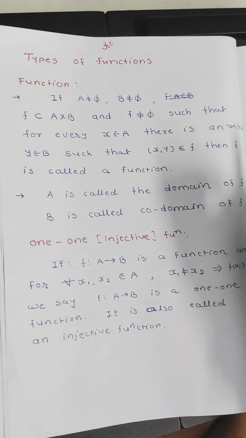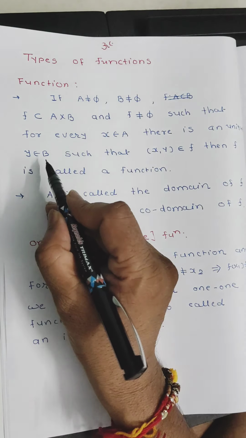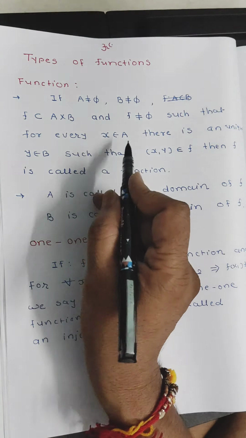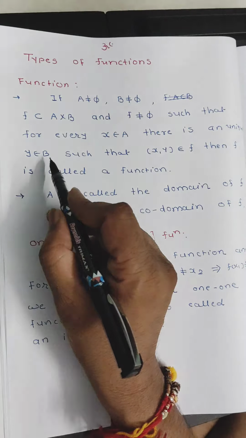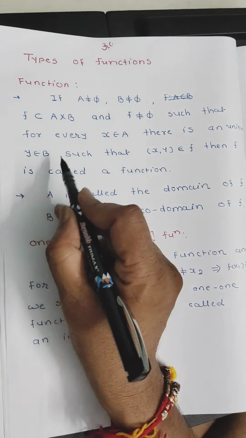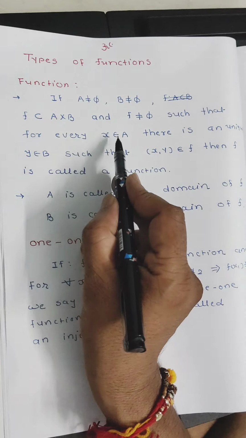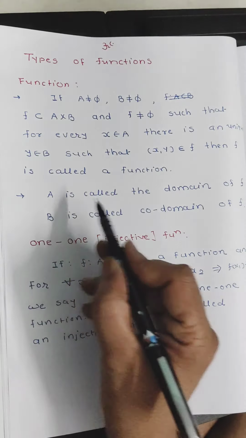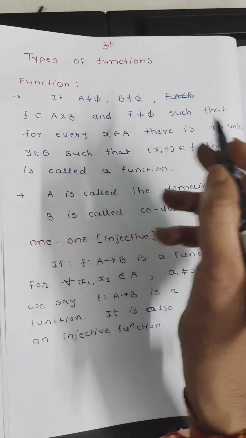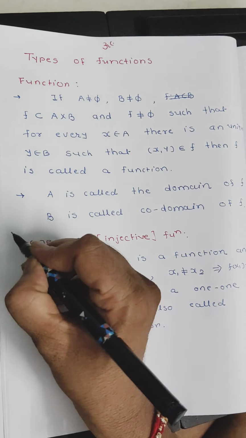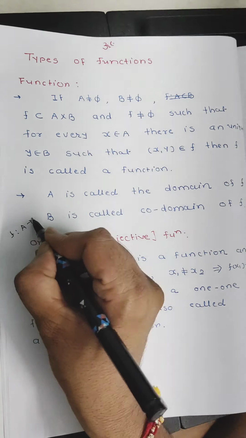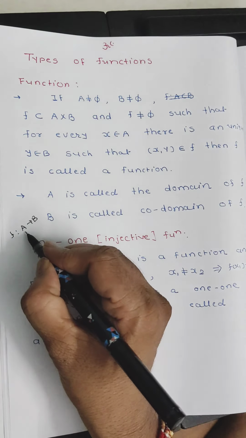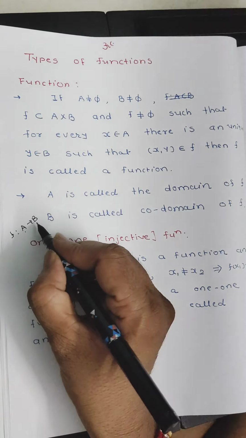For every x belongs to A, there is a unique y belongs to B. Means for every x there is an image in B and that is y, and for every y there is a pre-image that is called x which is in A. So that is called a function. A is called a domain and B is called a codomain. If I write like this, f: A to B, then A is a domain, B is a codomain, and x is from set A and y belongs to B.